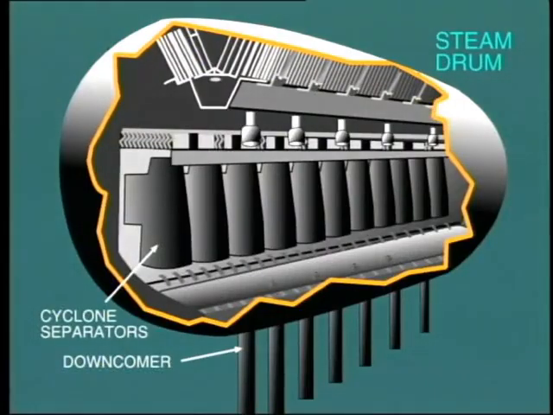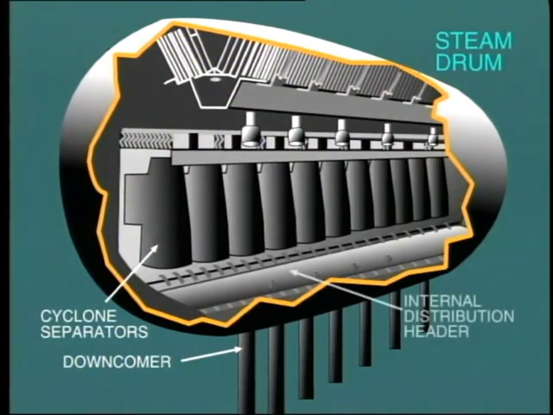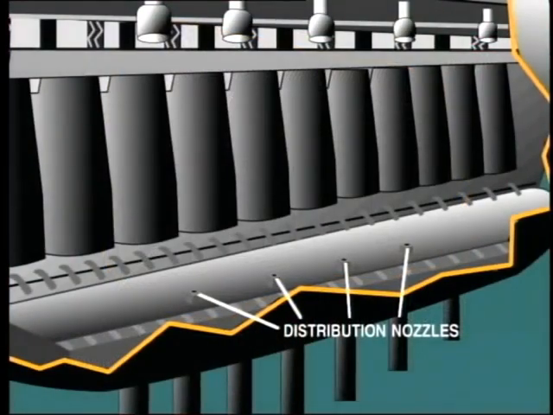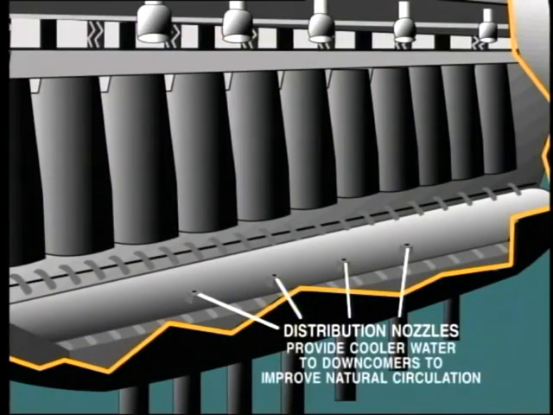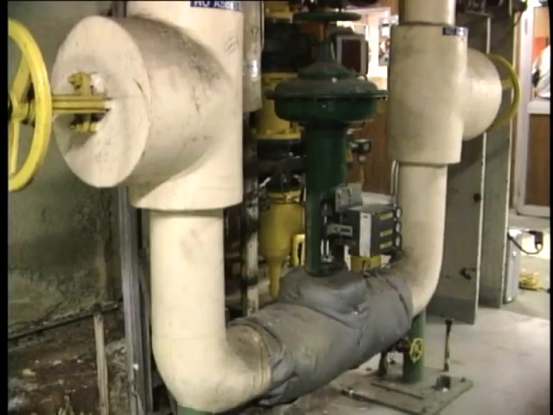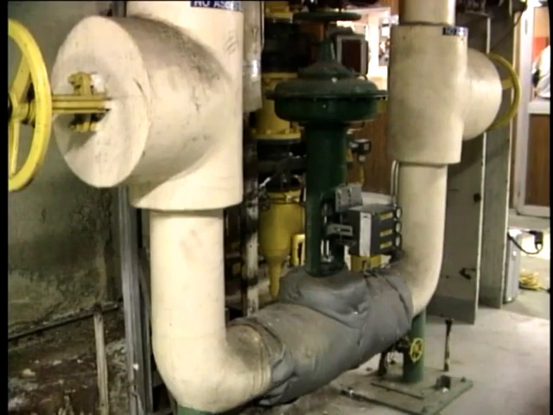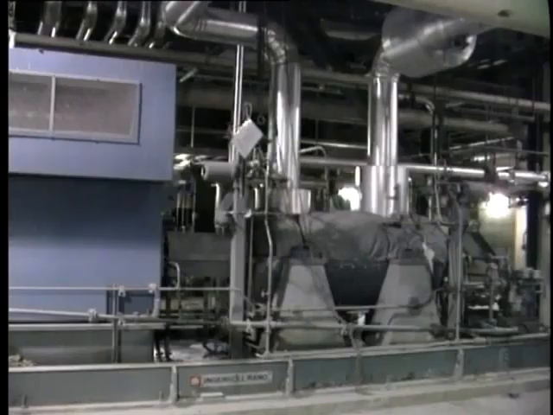The feed water is normally fed into the steam drum through an internal distribution header, which runs along the whole length of the drum. Distribution nozzles feed water into the drum, usually in the area of the downcomer pipes. The objective of this is to provide the cooler water to the downcomers and so improve natural circulation. The quantity of feed water entering the drum is controlled so as to maintain the desired water level in the drum.